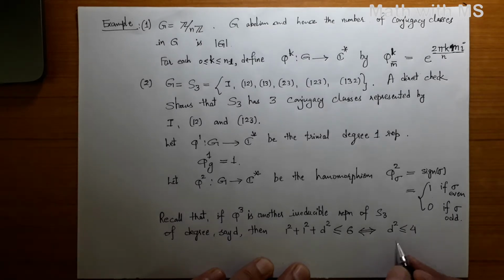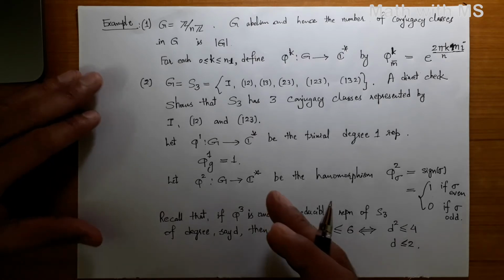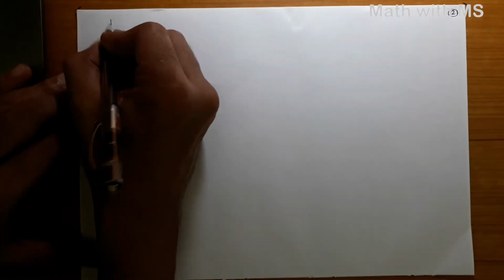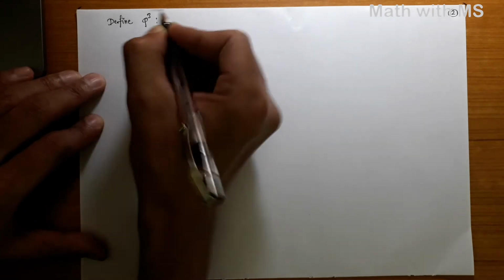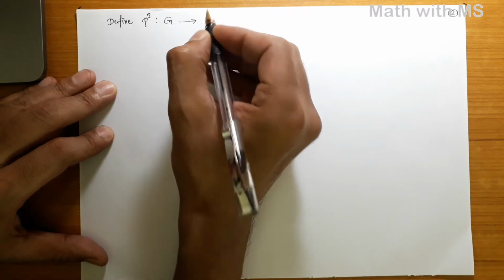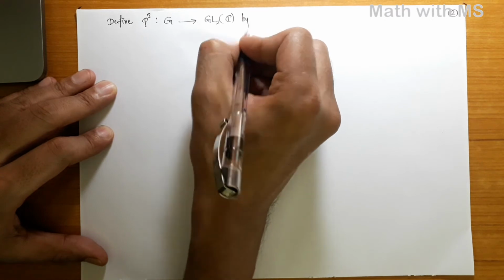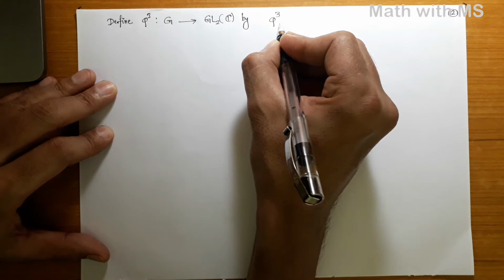Okay, that is d is less than or equals to 2. I will construct a representation phi3 explicitly and show that it is irreducible, thereby finding all irreducible representations of S3. Define phi3 from your group G, which is the symmetric group S3, to GL2C. I will construct a degree 2 representation explicitly, by the following. Phi3, I will just define it on generators.